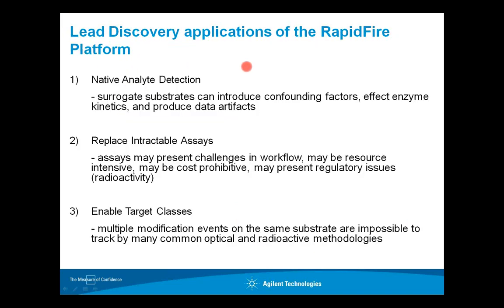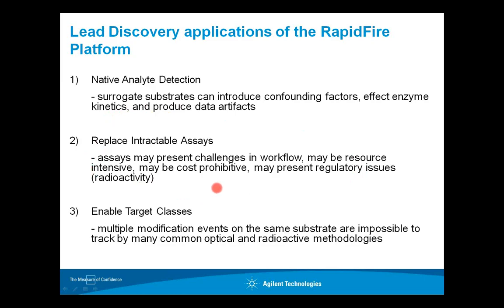So where is RapidFire really excellent for lead discovery, where we've actually enabled more targets and targets that were very difficult to do using optical assays? One is for native analyte detection. Here we're looking at surrogate substrates that can introduce confounding factors, affect enzyme kinetics, and produce data artifacts. In fact, we've seen this in several cases with our collaborators. When they were using optical assays, they were not getting accurate results. So detecting the native analyte as opposed to using a surrogate has really helped to achieve success for some of our collaborators.